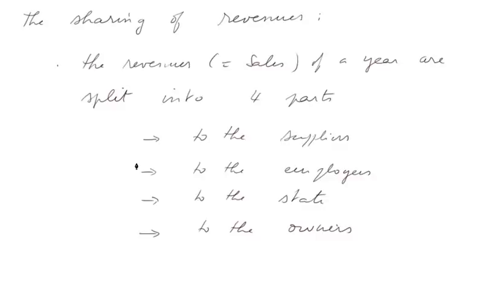By the way, this part is called the value added by the firm, whereas this is the external purchases.